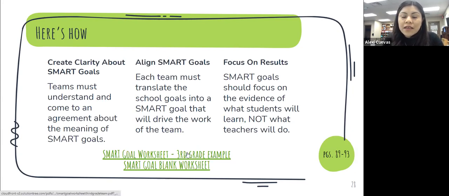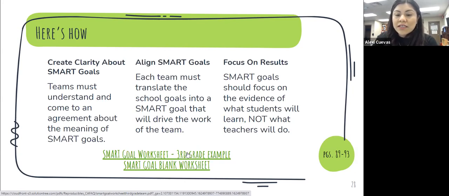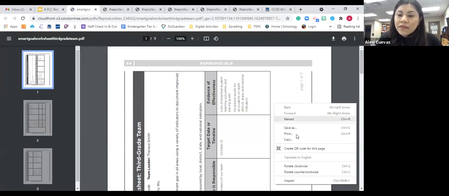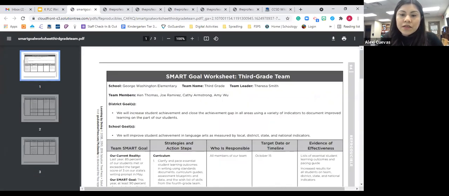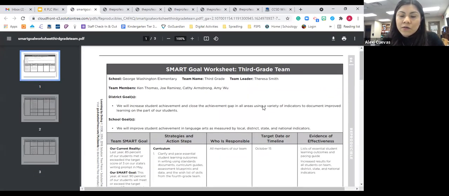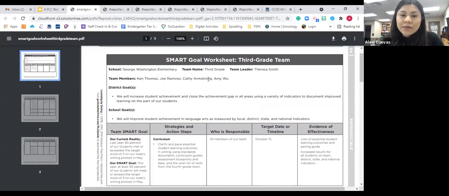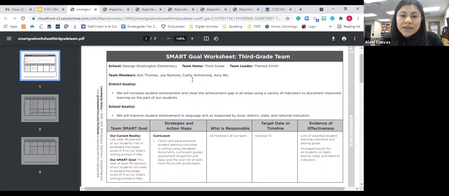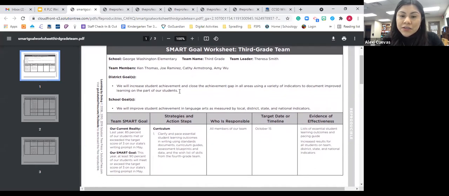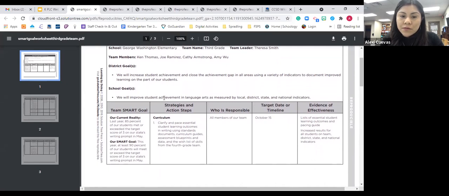Here, the Learning by Doing book had an example of a SMART goal worksheet. The third grade team did this SMART goal worksheet. There's not a kindergarten example, but I went ahead and linked the third grade example. So here is the worksheet. It's a SMART goal worksheet, and it has your school, team name, team leader, the team members of that team, and then they have the district goal, and then you have your school goal.